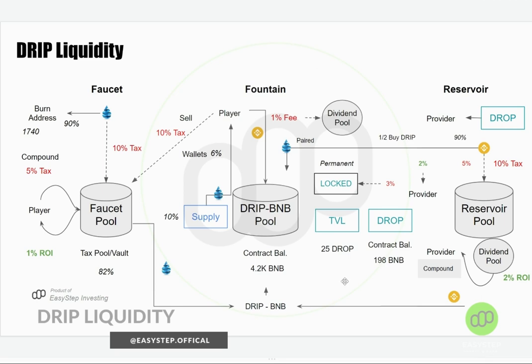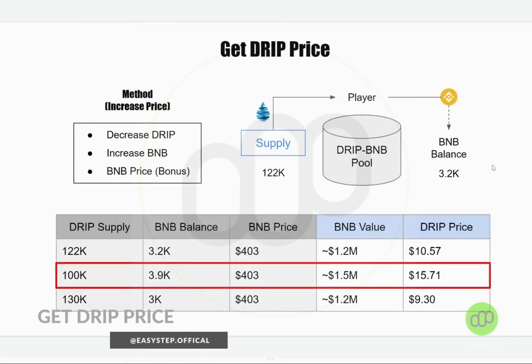Let's dive a little bit deeper into the BNB that we see here on the fountain contract and the BNB that we see here on the reservoir. Let's get it. Now, before we talk about the BNB on the fountain contract and the BNB on the reservoir contract and how that actually influences the BNB balance, I want to show you why BNB is even important. And I'm going to do that by illustrating the relationship between DRIP and BNB and how that's used to get the DRIP price.